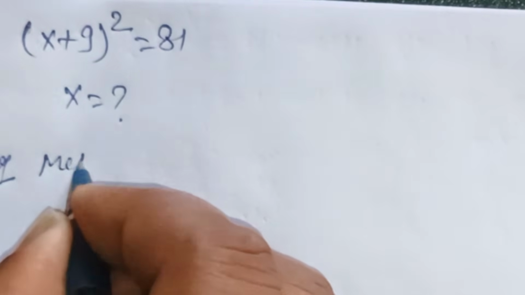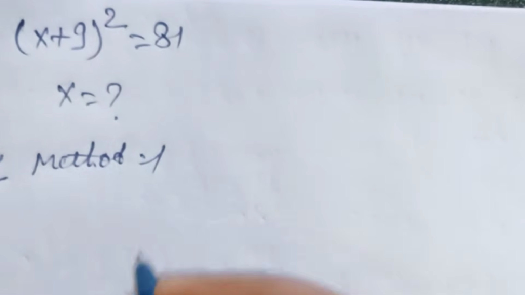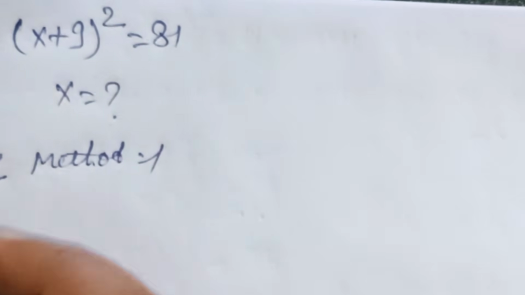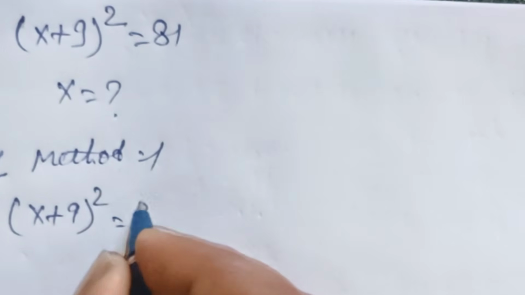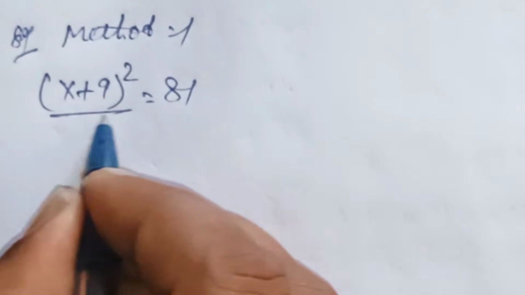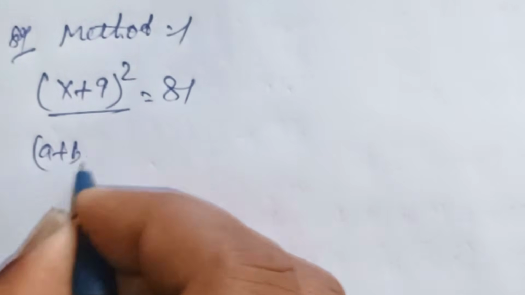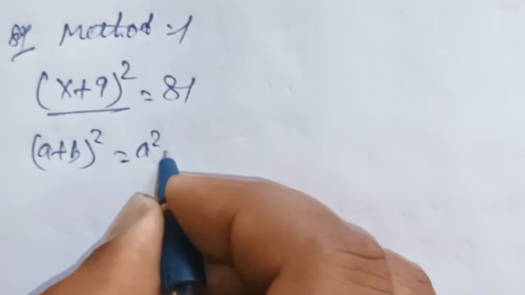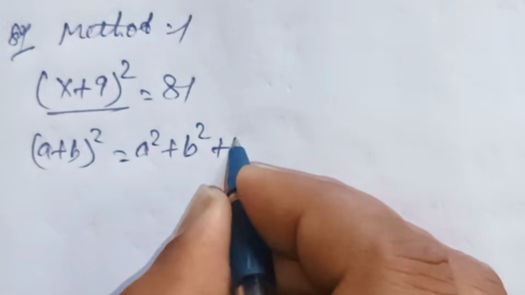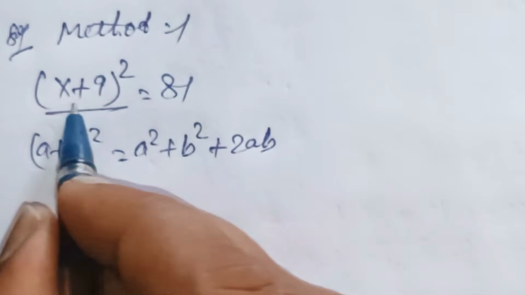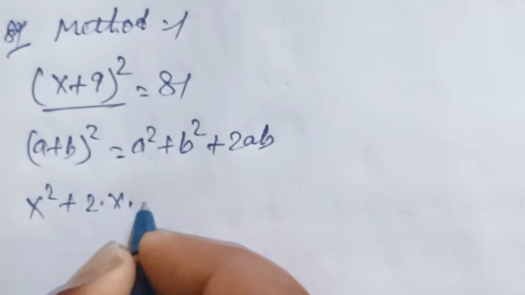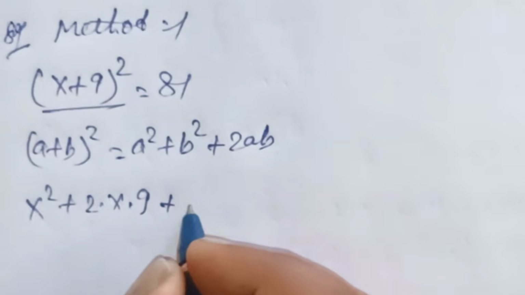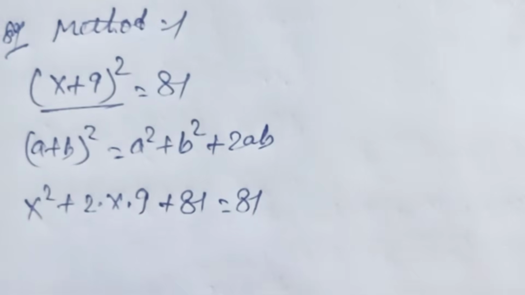First method. According to method number 1, (x + 9)^2 is equal to 81. This is in the form of (a + b) whole square, that is a square plus b square plus 2ab. This formula applies in this place. So x square plus 2 into x into 9 plus 9 square 81 is equal to 81. This 81 comes to this side.